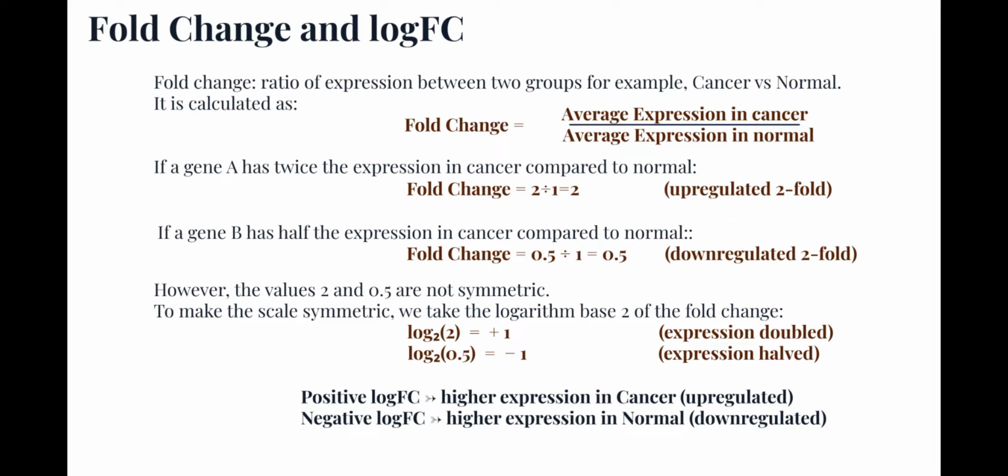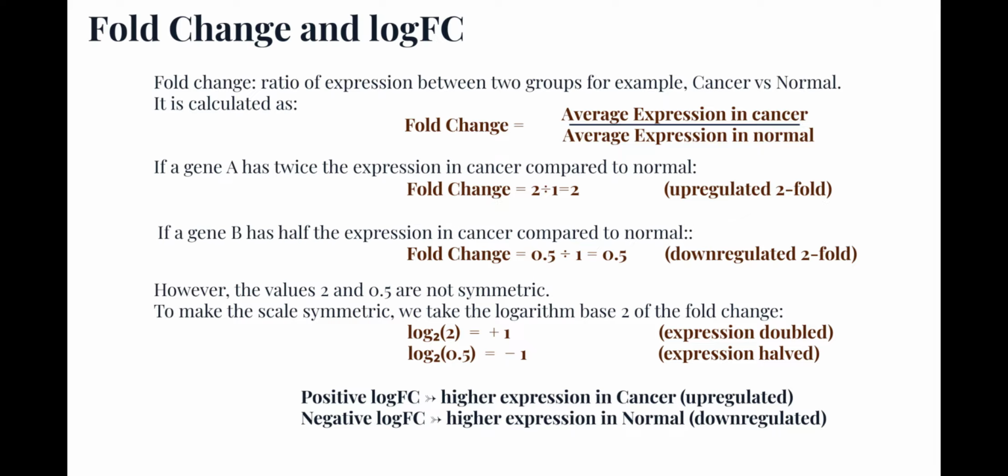Now suppose gene A has 2 times higher expression in cancer compared to normal. That means fold change equals 2 divided by 1, which will be 2. So we can say the gene is upregulated twofold in cancer. If a gene shows 3 times higher expression, it's threefold upregulated. Similarly, if gene B has half the expression in cancer compared to normal, then the fold change will be 0.5 divided by 1. That will be 0.5. That means it's downregulated twofold.